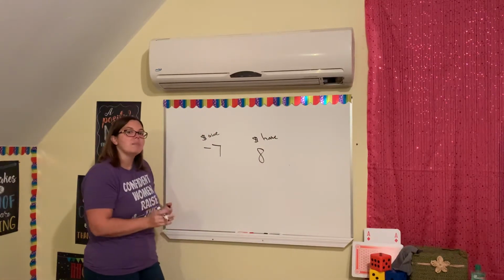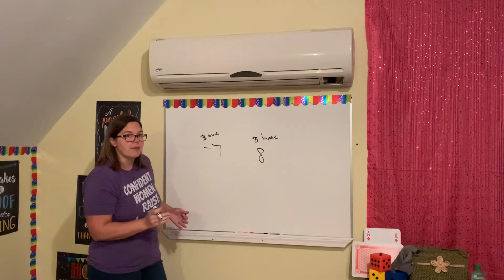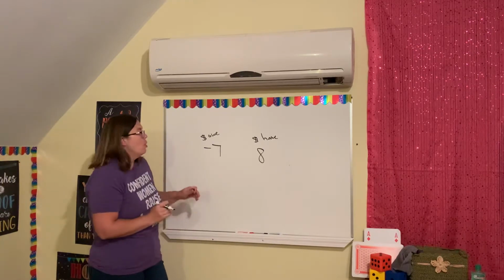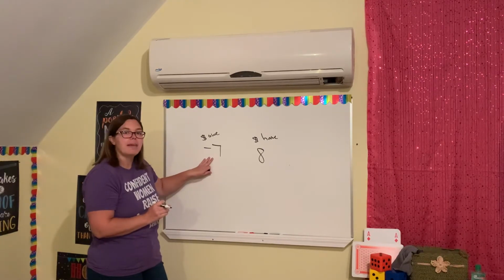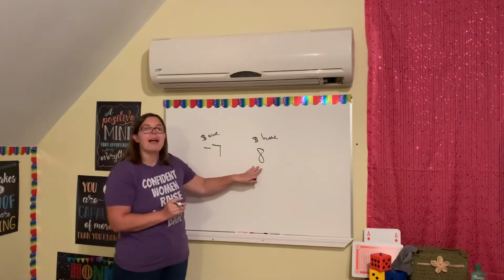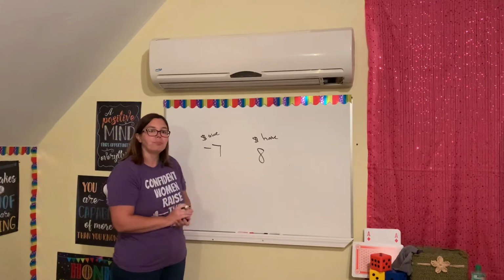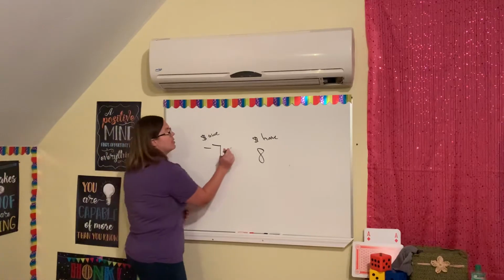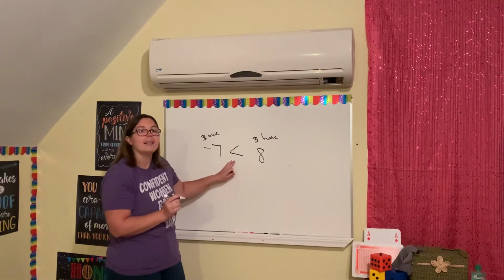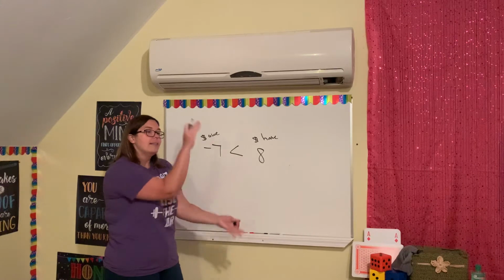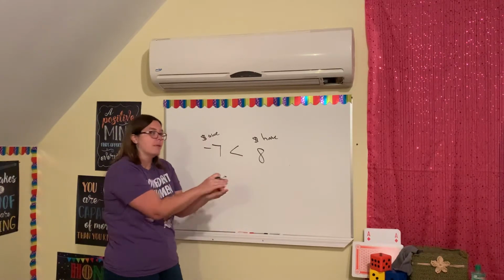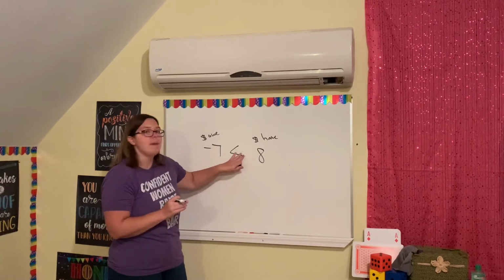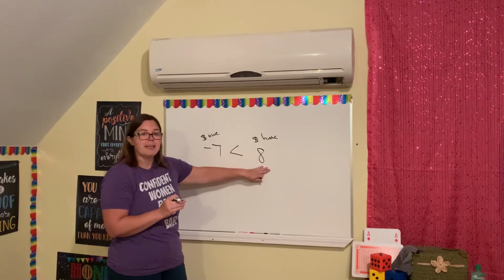So now you play the game: which would I rather? Would you rather owe Miss Hawkins $7, or would you rather have $8 in your pocket? Right, you'd rather have $8 in your pocket, so we want to make sure that the alligator, go back to 3rd grade, the alligator eats the bigger number. So the alligator's mouth is going to be open on the 8.